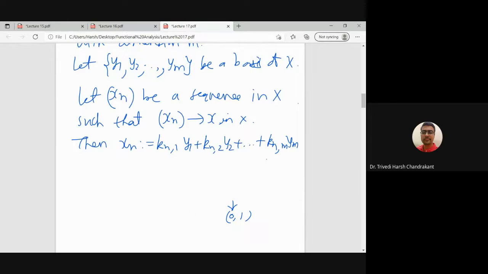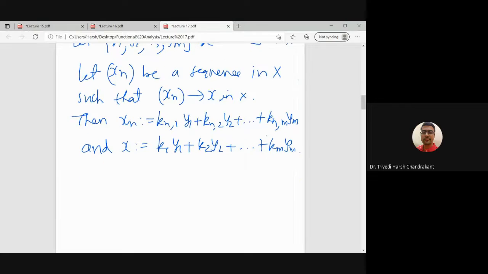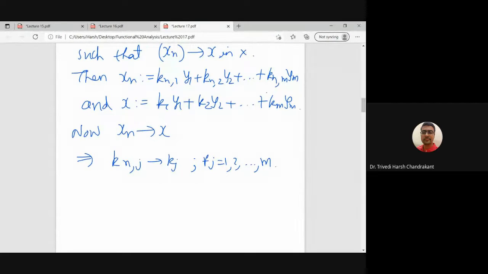So now we have coordinate sequences, and of course x also we can decompose in this way: k1 y1 plus k2 y2 plus ... plus the mth coordinate km ym. Now xn converging to x implies each coordinate-wise sequence converges. So knj converges to kj for all j equals 1 up to m. Each coordinate-wise it converges.